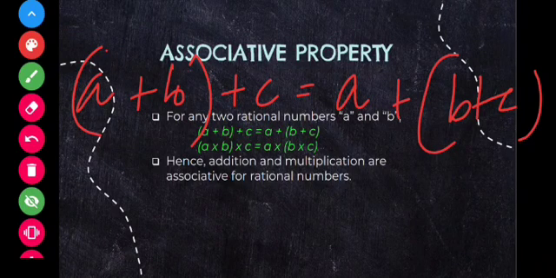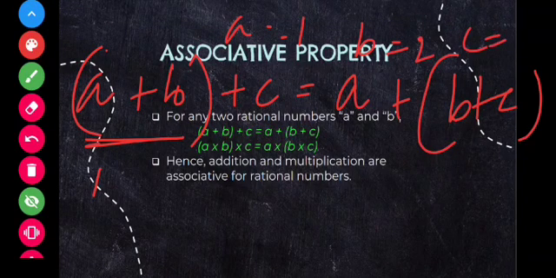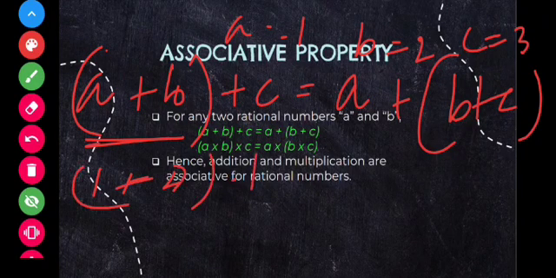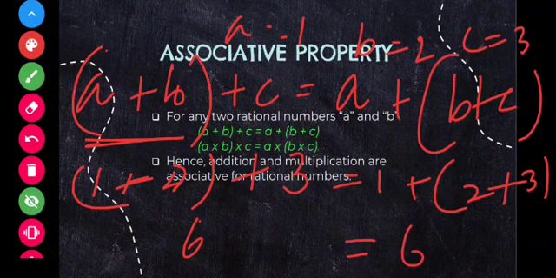First, we are adding A and B first. I'll do this with integers. Let's say your A is 1, your B is 2 and your C is 3. Here I'm doing 1 plus 2 plus 3. So 1 plus 2 is 3, and then 3 plus 3 is 6. Same here: 1 plus 2 plus 3. 2 plus 3 is 5, and 5 plus 1 is 6. So both sides are similar. Here I have done it for integers. The same applies for rational numbers also. We'll see that in the next slide.